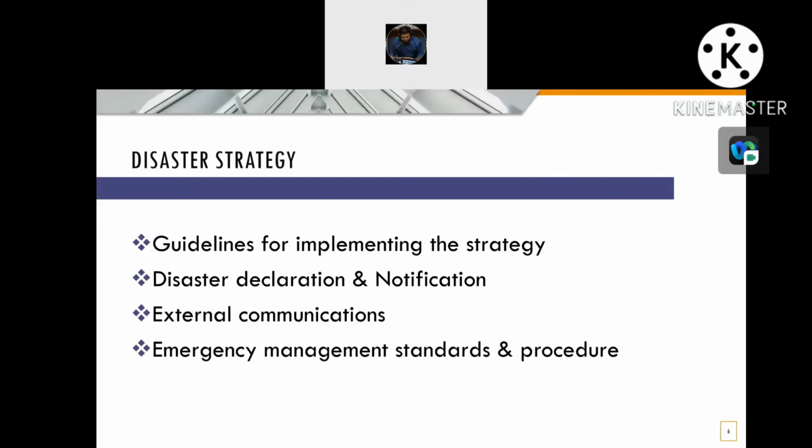The disaster strategy in this network disaster recovery plan is four, which is the first one is guideline for implementing the strategy. If any initial assessment of the network disruption indicates a potential prolonged outage, such as more than 8 hours, this plan becomes effective when approved by senior IT management. The plan will remain in effect until network operations are resumed at the main location.